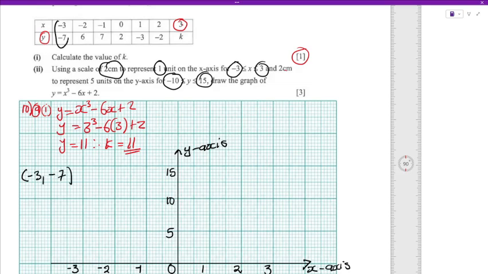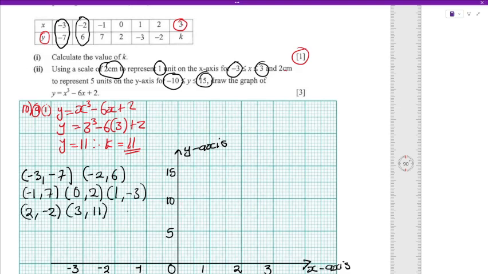These ones right here. Remember, the one on top is an x coordinate, the one down is the y coordinate. Then we have negative 2, comma, 6. Okay, these ones right there. Next one we have negative 1, comma, 7, followed by 0, comma 2, followed by 1, comma, negative 3, followed by 2, comma, negative 2, followed by 3, comma, 11. We found the value of k as 11.